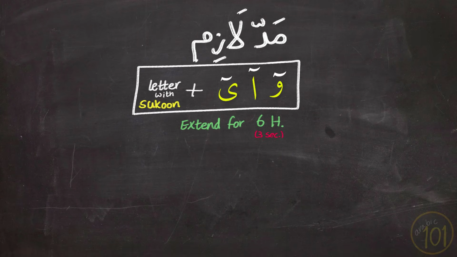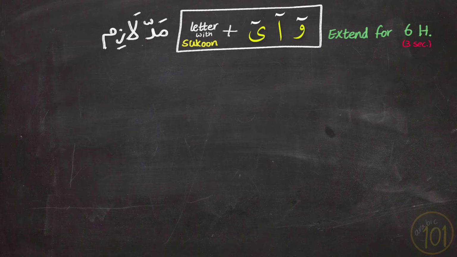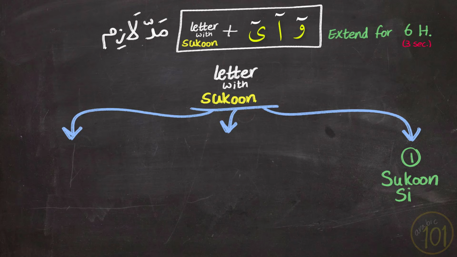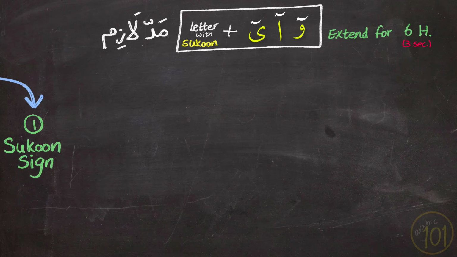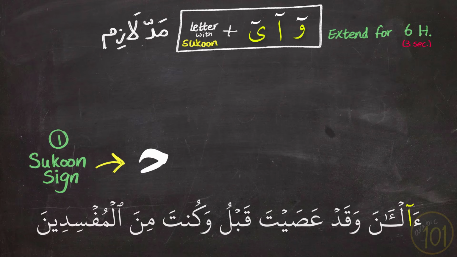So med lazem is a letter with sukoon that causes letters of med to get extended for 6 harakat. Now, how does a letter with sukoon look like in the Quran? Well, you will see it in 3 forms. The first and the easiest will be a letter that has the sign of sukoon, which is this sign on top, like in this example.